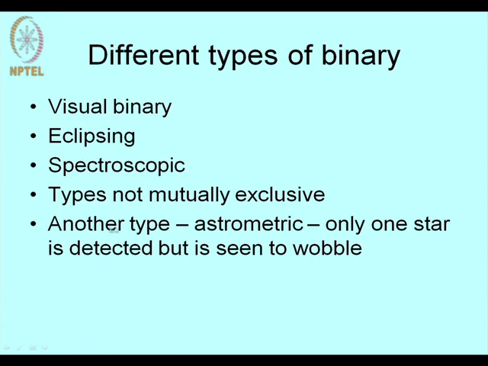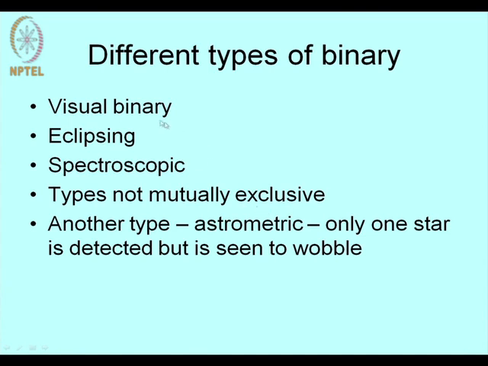There is another type called an astrometric binary, where you only see one of the stars on the sky, and you know that it is a binary. You infer the fact that it is part of a binary system from the fact that the star seems to wobble because of its motion around the common center of mass. You do not see the partner. Such stars where you only see one of them and it wobbles are called astrometric binaries.